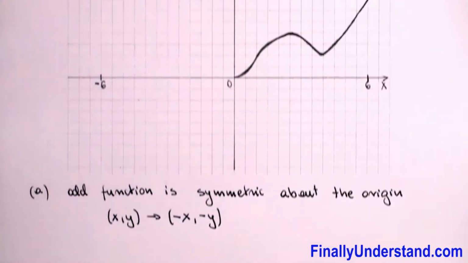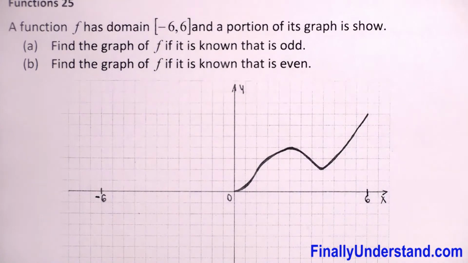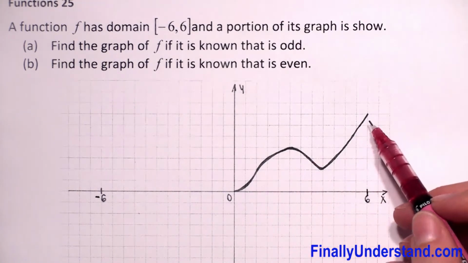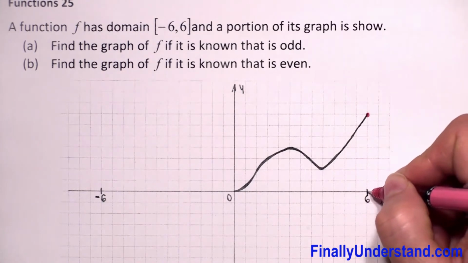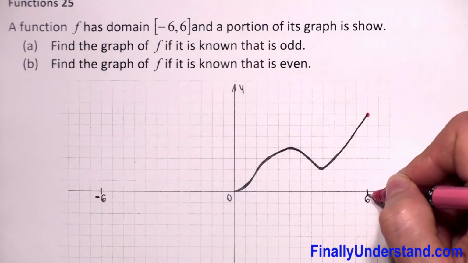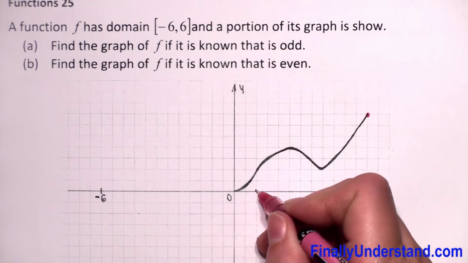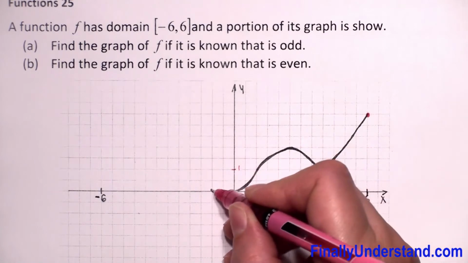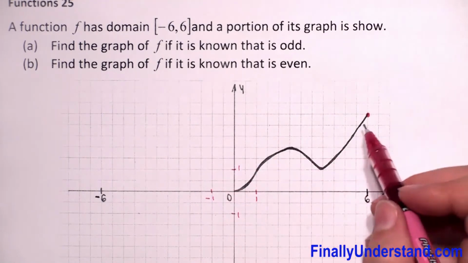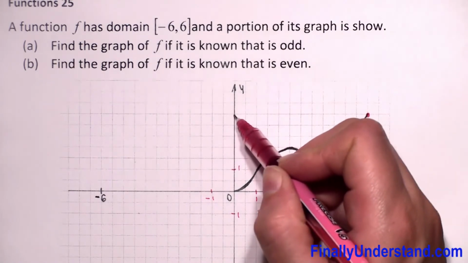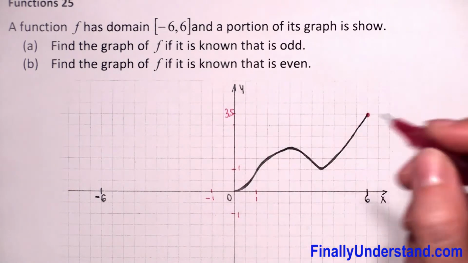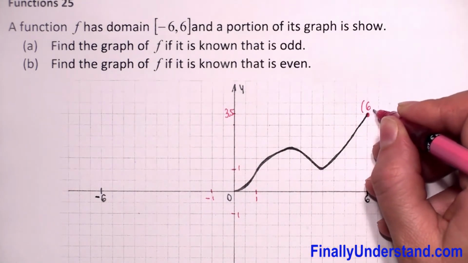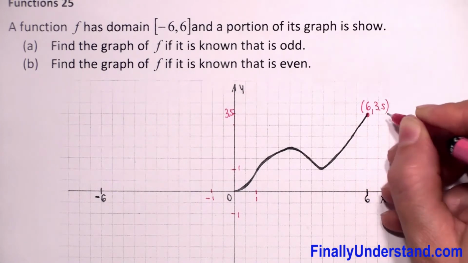So to solve this problem, first I will find 3 points on this graph. The easiest point will be, for example, x equals 6, and we have to check how much y equals. This is our unit 1, negative 1, negative 1. So the value for x equals 6 will be 1, 2, 3.5. So we have this point 6 and 3.5.